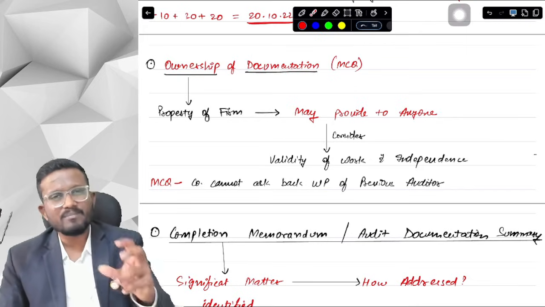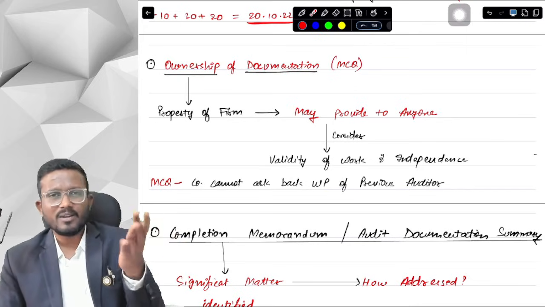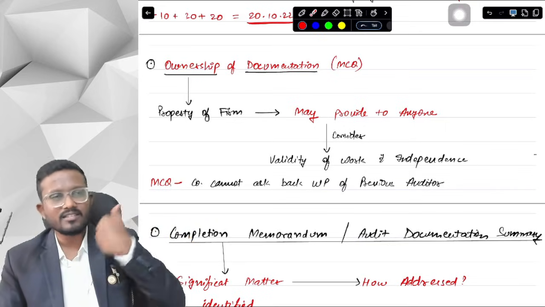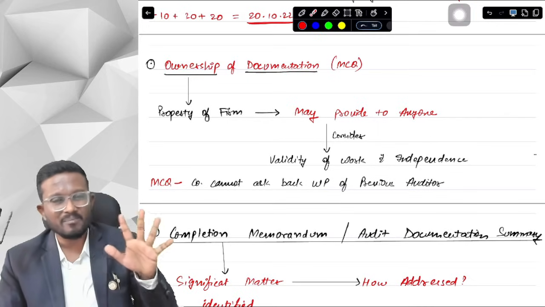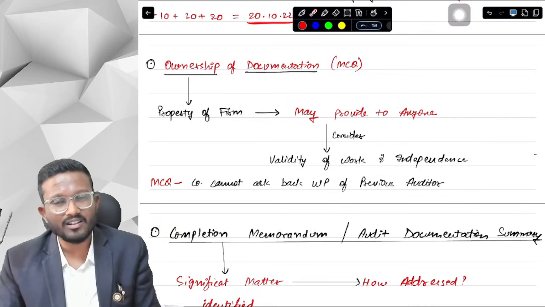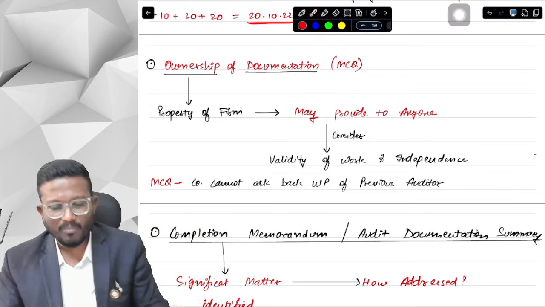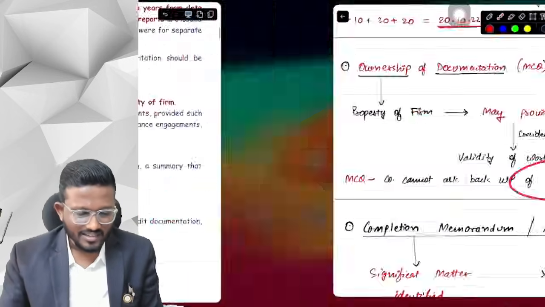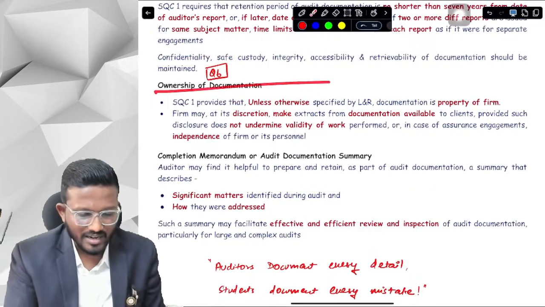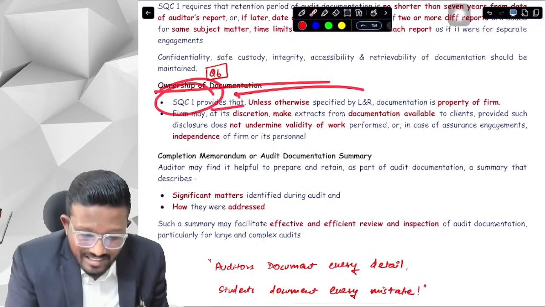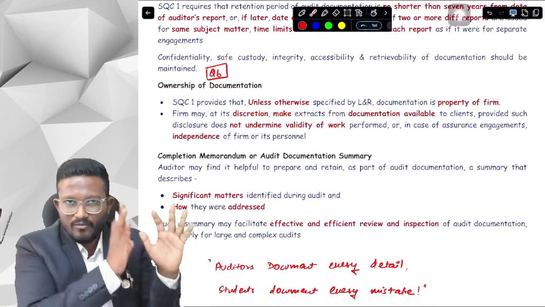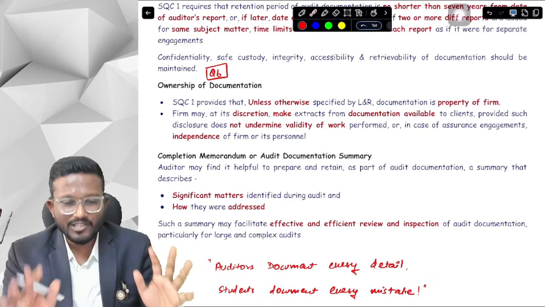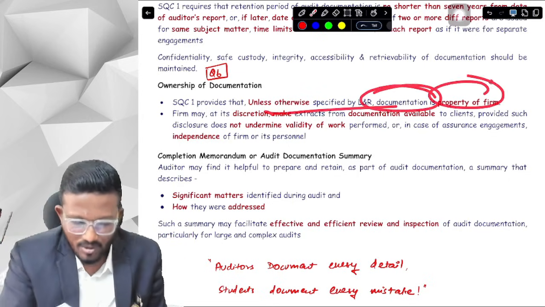Yes sir, there was one MCQ that there is a previous auditor of the company, and now the company is asking the previous auditor to return the audit working papers. But the company cannot ask the auditor to return the working paper, because the working paper is the property of the auditor. This is the same thing that is written here, that SQC 1 provides that unless otherwise specified by law and regulation. If law and regulation says otherwise, then obviously law and regulation will be followed. But unless law and regulation otherwise specify, documentation is the property of the firm.